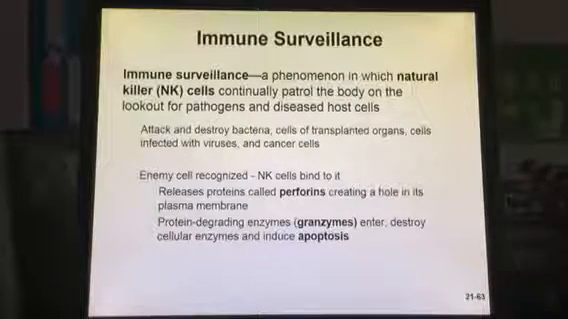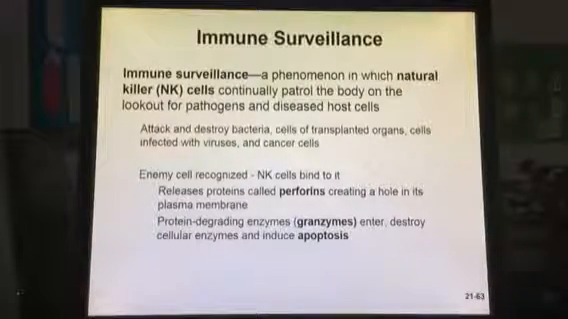Okay, for this video, we're going to pick up where we left off at the end of non-specific resistance. We're going to talk about NK cells and fever and inflammation. So let's take a look at what those NK cells do. They do a process called immune surveillance. So basically, they are patrolling the body.